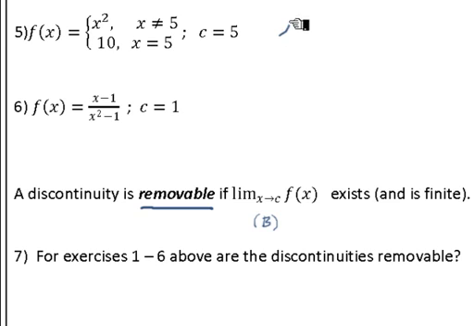All right, the limit does exist here. We're looking at part B again. The limit as x goes to 5 is obtained just by substituting into the polynomial. Sorry, x squared. The limit is 25. So the limit exists, so here we have removable.